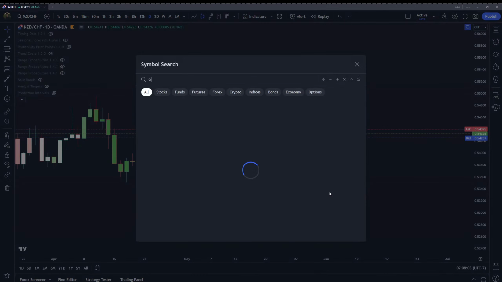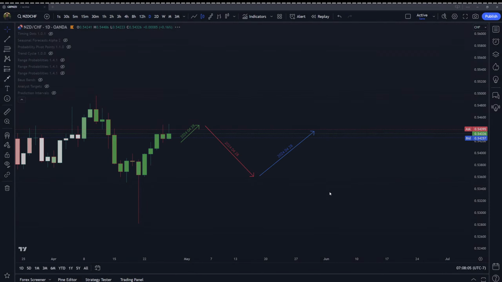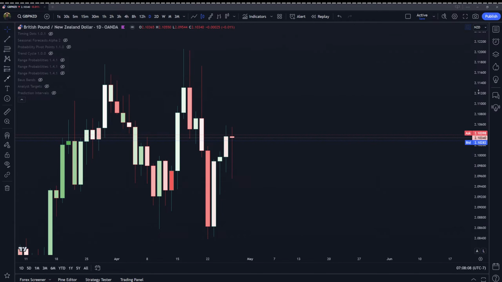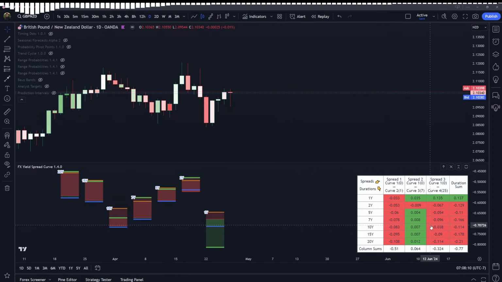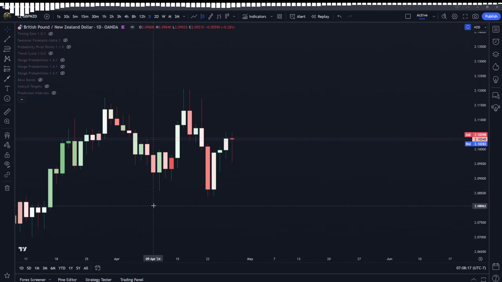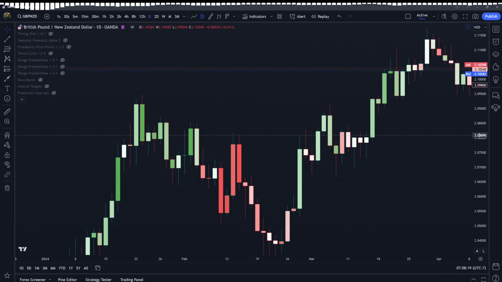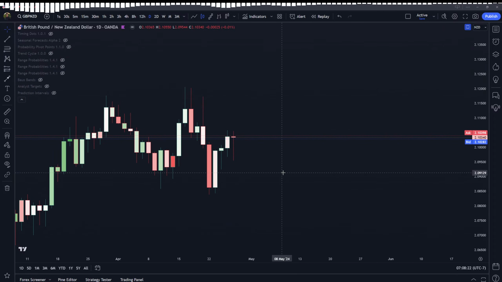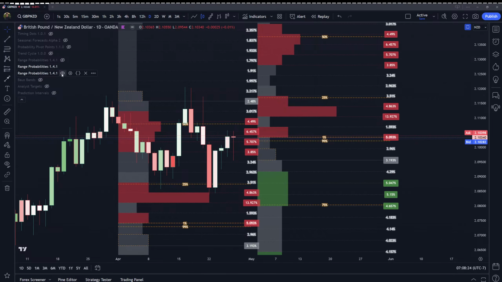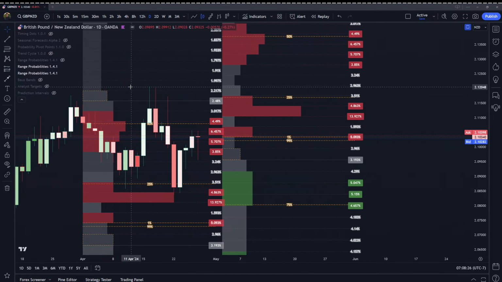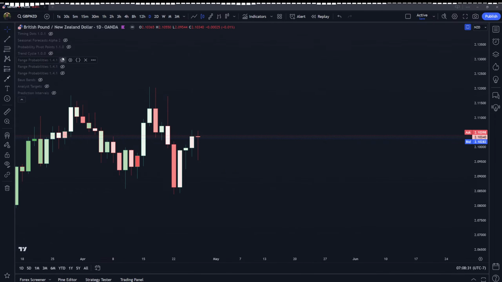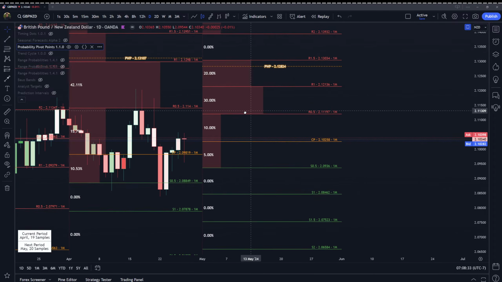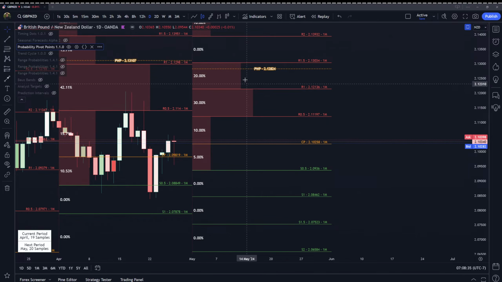And Great British Pound, New Zealand. Pretty flat on the yield spreads. They look overall quite negative, but they're not negative by insane amounts. Looks like it follows yield spreads quite well, but it's been super choppy as of late. I would probably expect this one to appreciate.